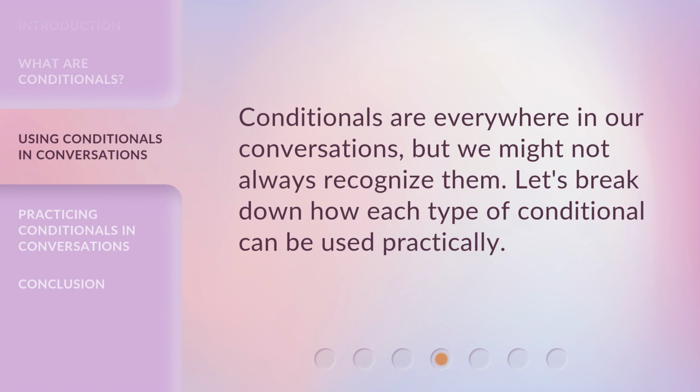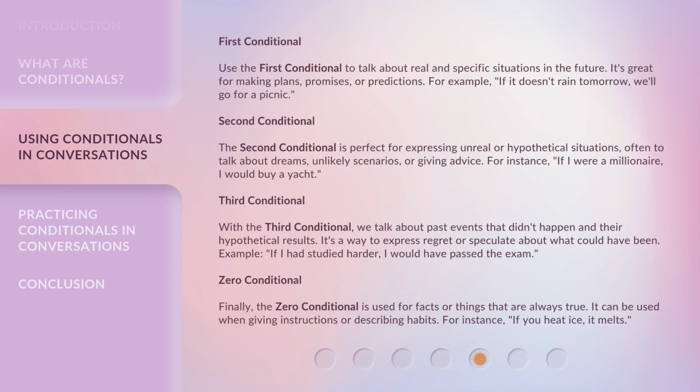Conditionals are everywhere in our conversations, but we might not always recognize them. Let's break down how each type of conditional can be used practically. First conditional. Use the first conditional to talk about real and specific situations in the future. It's great for making plans, promises, or predictions. For example, if it doesn't rain tomorrow, we'll go for a picnic.